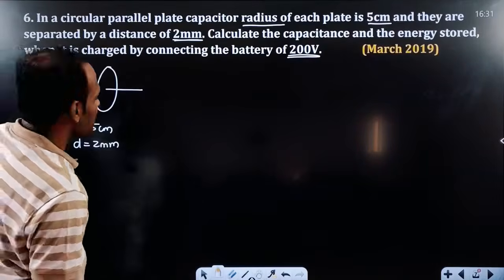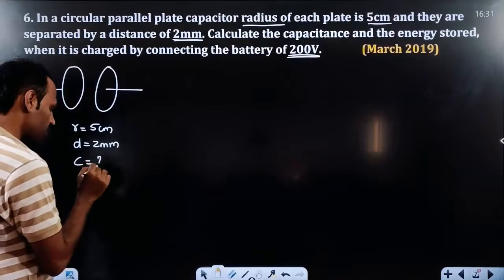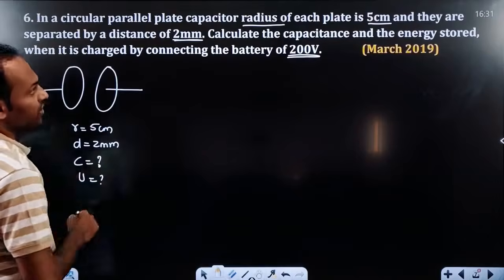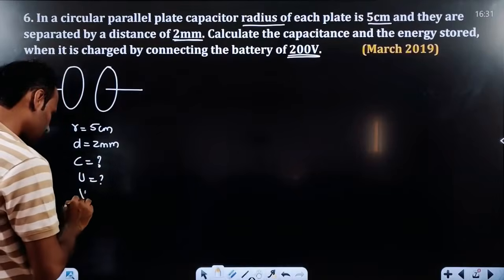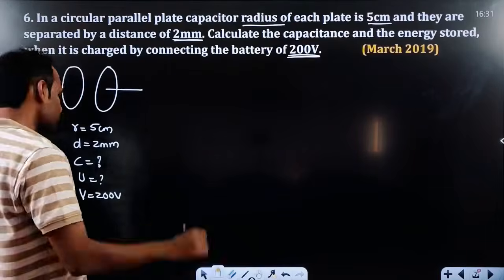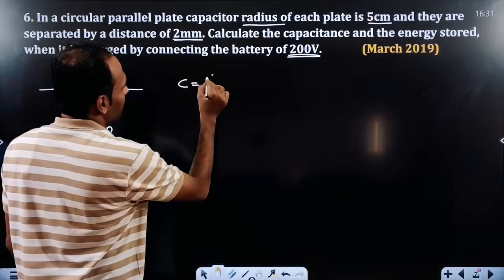We are asked to calculate the capacitance. First we have to calculate the capacitance, and then we have to calculate the energy stored. The voltage of the battery is given, that is 200 volts. So, the capacitance of a parallel plate capacitor.